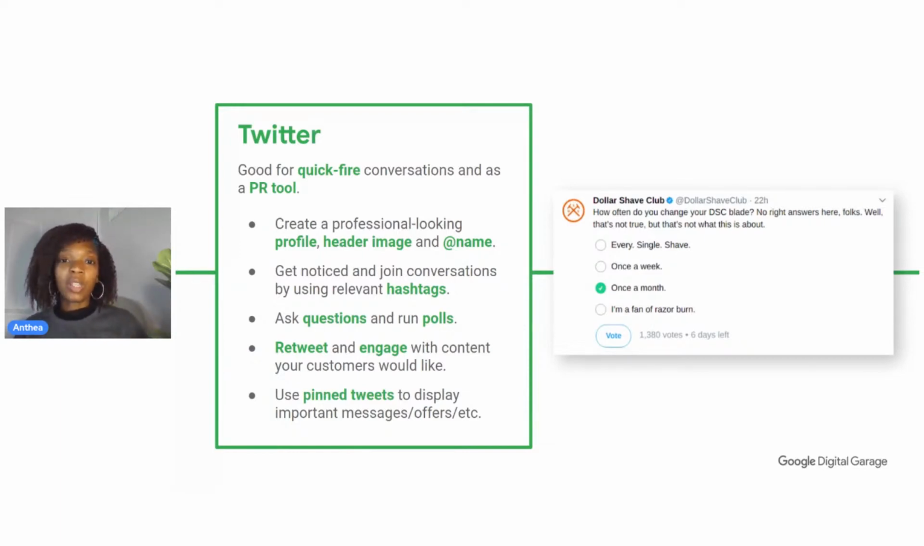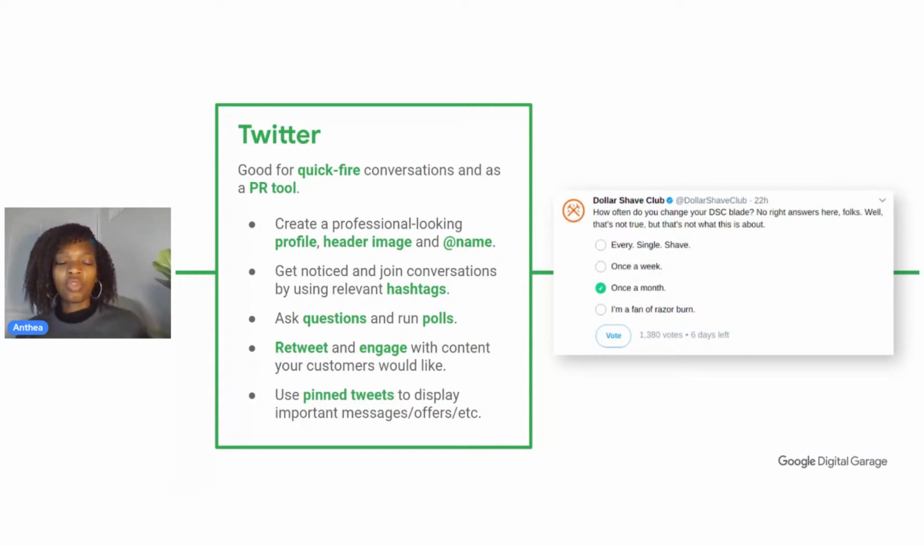If I can't pronounce it, if I can't really describe it, I'm not going to share it. And then you miss out on the opportunity of having referrals because people couldn't spell or pronounce your name. So try not to be too clever with your @ names. Use hashtags to join into conversations, ask questions, run polls to get people's opinion about certain things, retweet, engage, and also sometimes use pinned tweets.